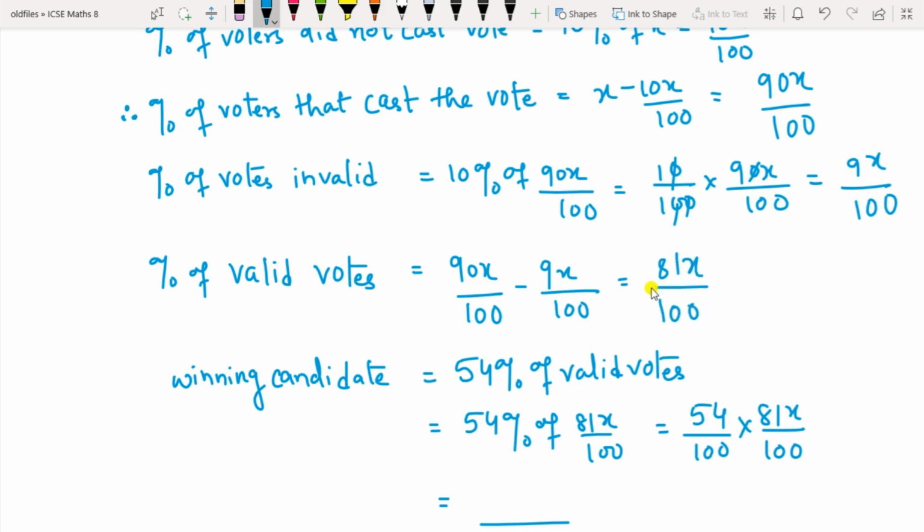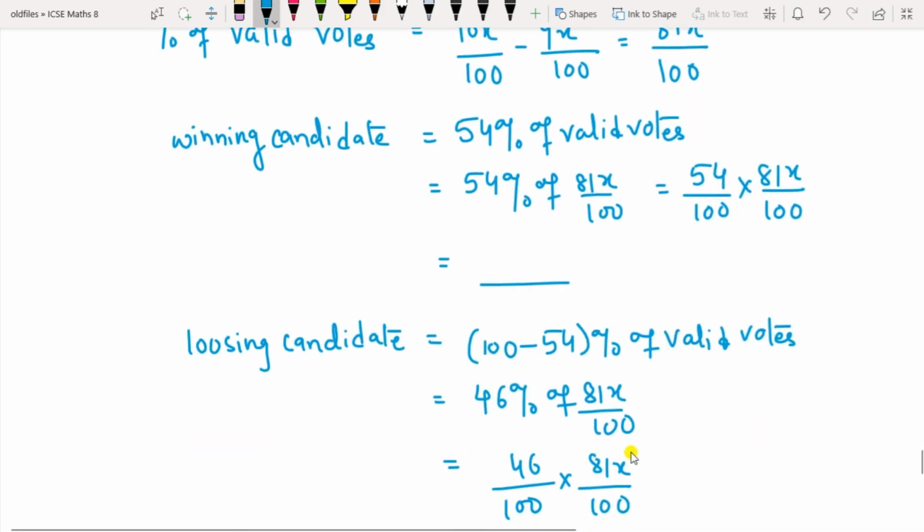Now from these valid votes, the winning candidate has got 54%. So 54% of 81x by 100, don't do any cancellation, simply multiply this number. It will be easy for you for the further calculation. So this is 4374x by 10,000. These are the votes secured by the winning candidate.